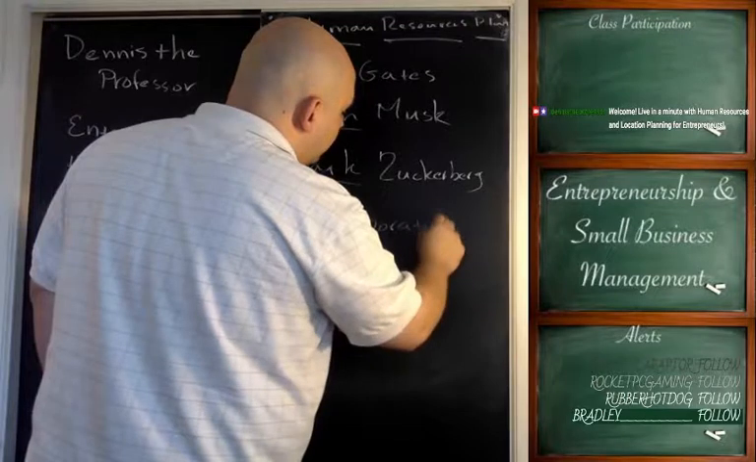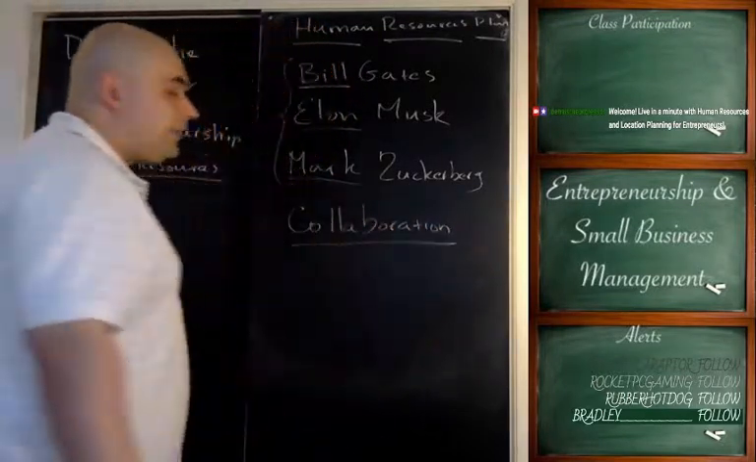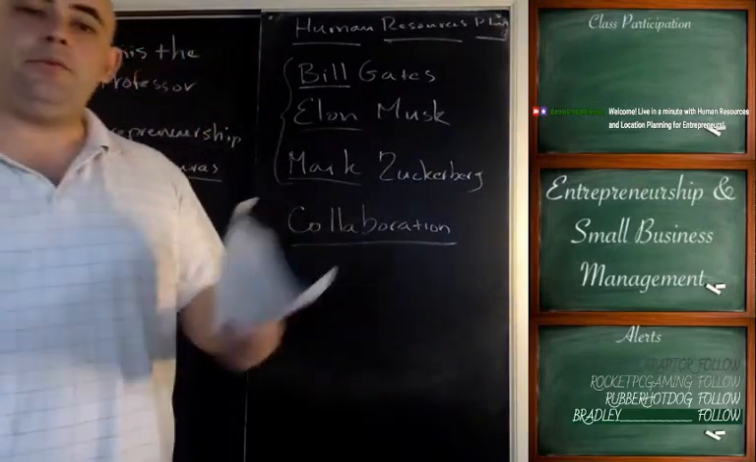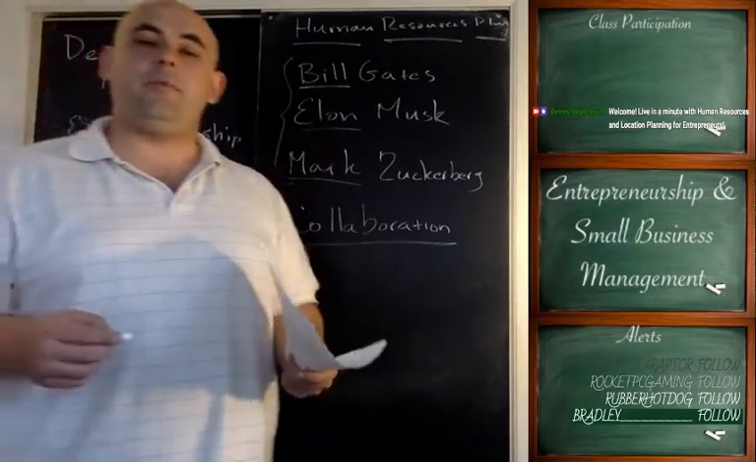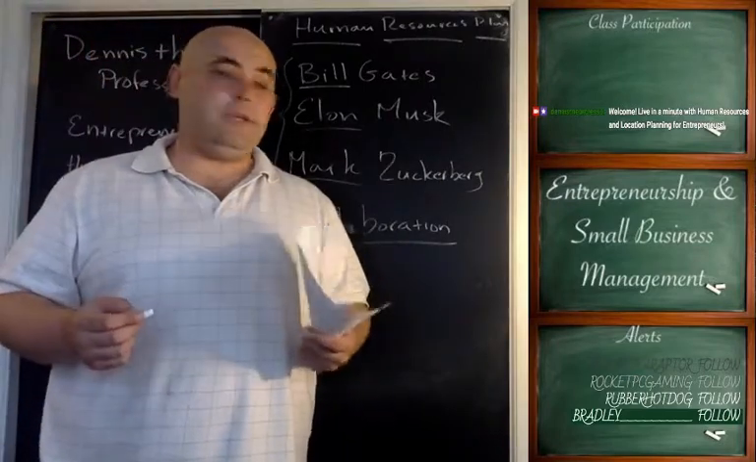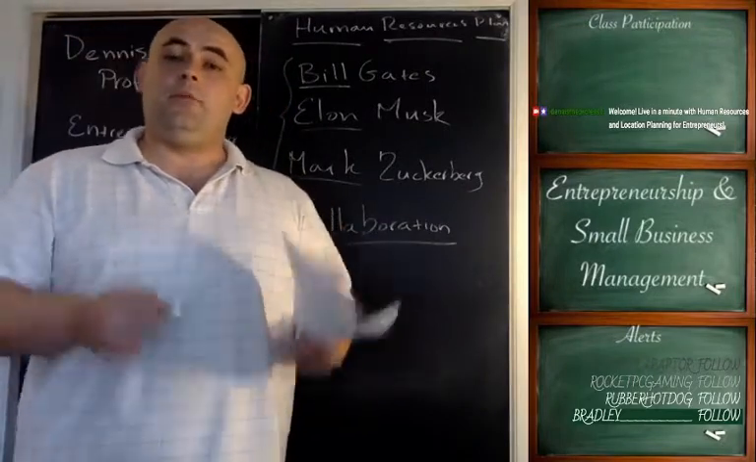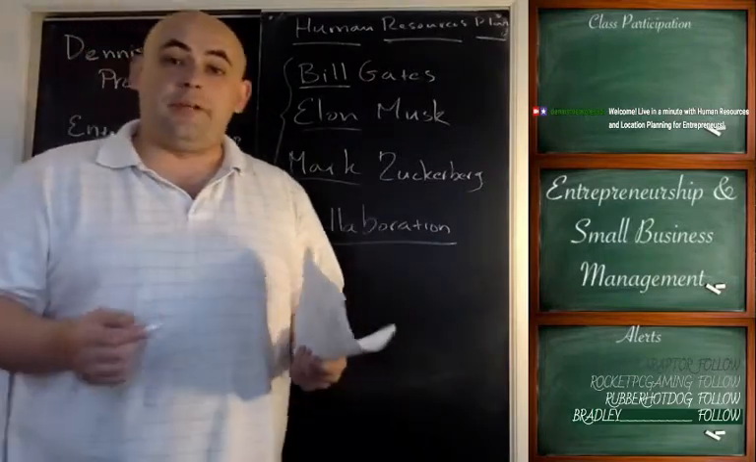And collaboration is going to be the key to your business. So one of the things that's important at human resources is how do you get the people that you need, right? So first we're going to think about together what kind of people you need for your company. What kind of people do you need to be successful? What kind of people do you need to collaborate with? What kind of businesses? What kind of government entities?